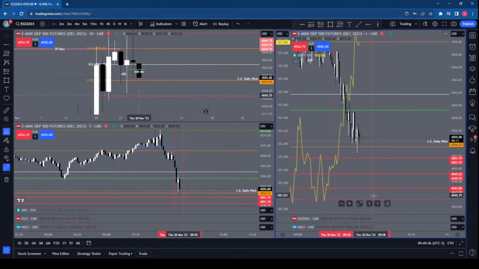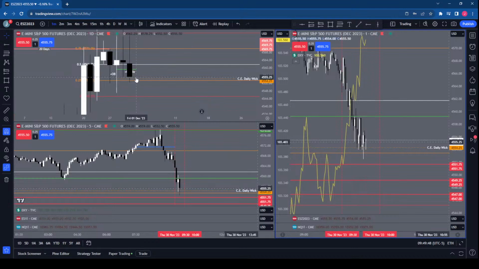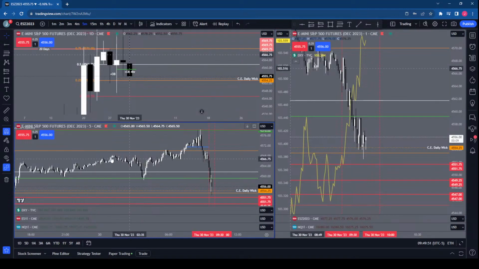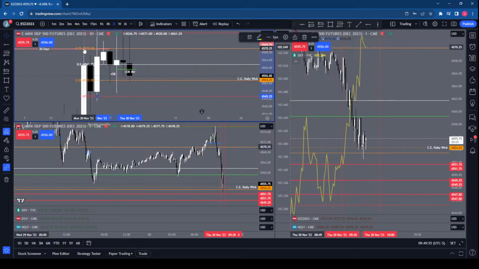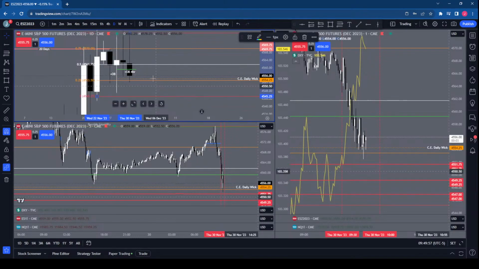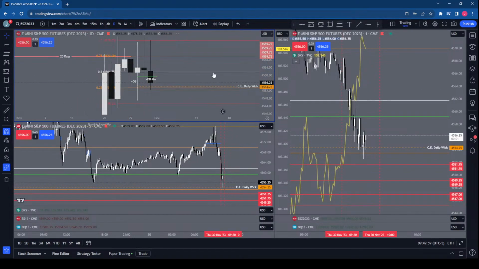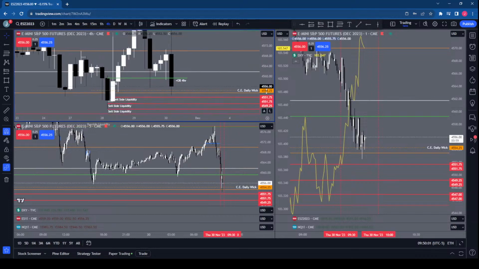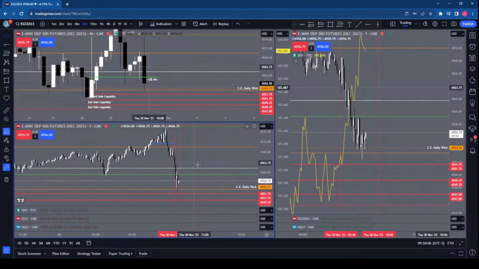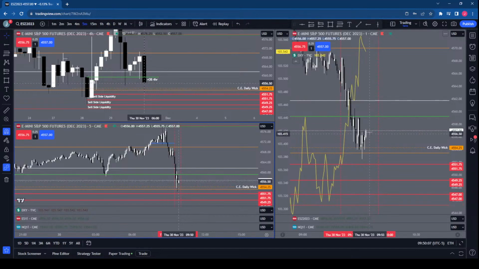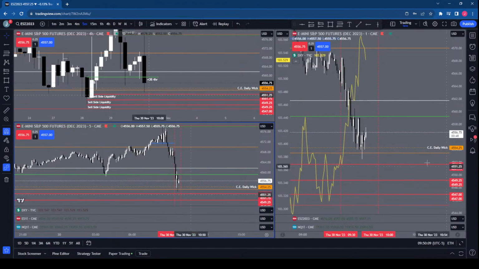The charts are a lot more cluttered than I want them to be, but I do really want to outline this range we're in right here. I want to keep that on there, but it's making it a little more cluttered than I'd prefer. Great place to turn around. Consequent encroachment of that daily wick.